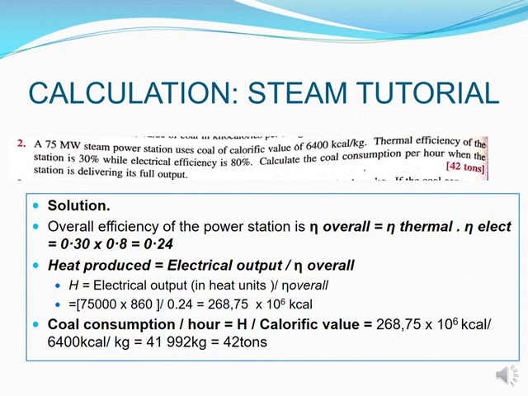Then I move on to the next step where I'm now calculating coal consumption per hour, and that is equal to my heat produced over my CV, which is my calorific value. Therefore, I take the answer that I had for my heat produced and I divide that simply by the 6,400 that I was given, kilocalories per kg, and that gives me 41,992 kgs, which I can divide by 1,000 to get it into tons. As you can see, my answer is the same as the answer that is in the answer book.